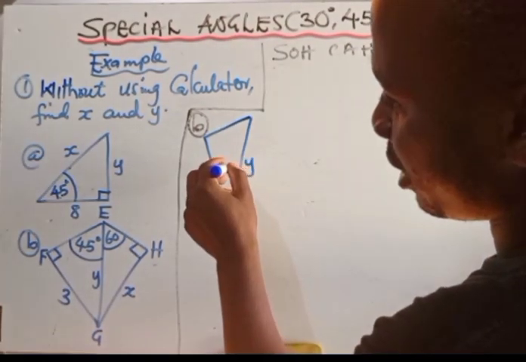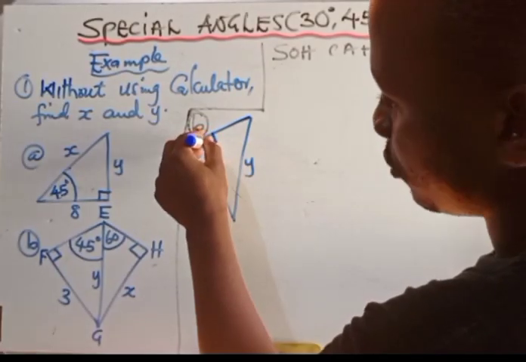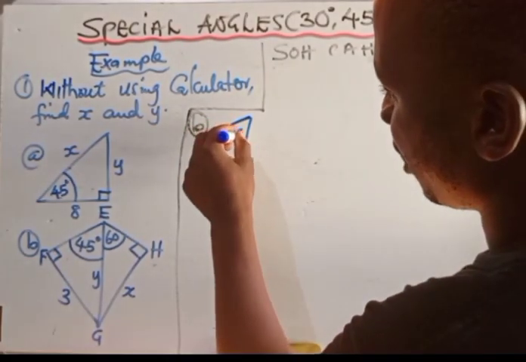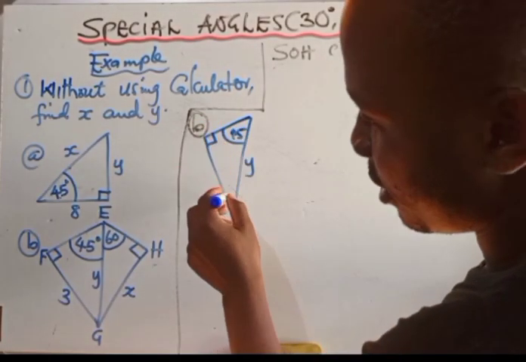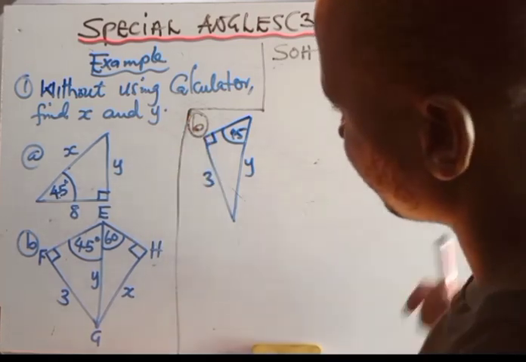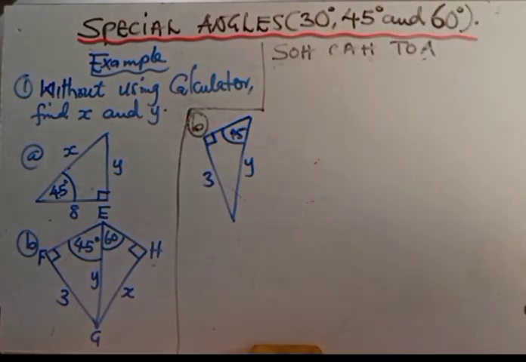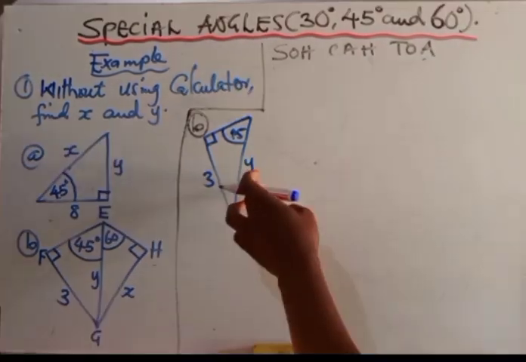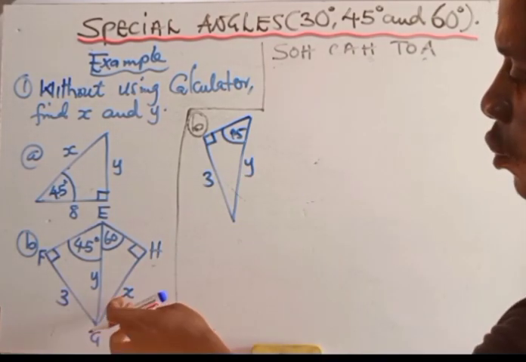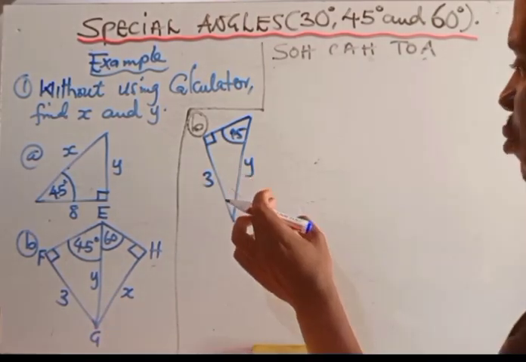We have y there, we have 45 there, we have a 3 there. We first need to find that one, then we'll go back, we'll go to y. So what is y? Or we'll go to x after I found y.